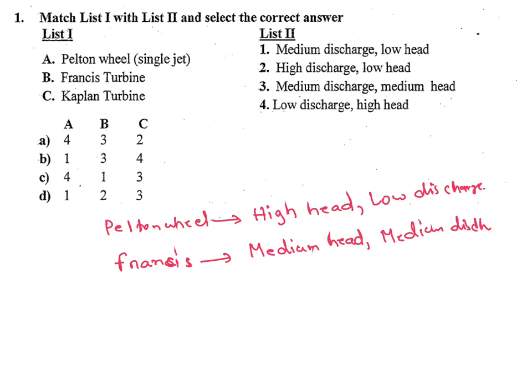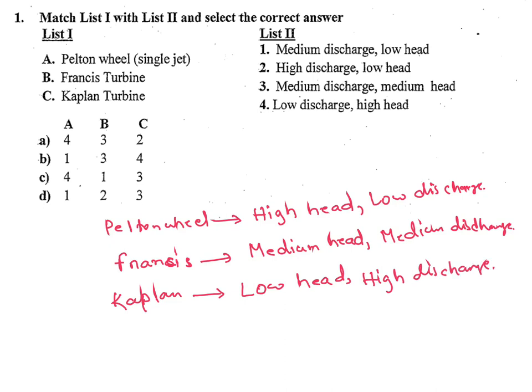And Kaplan turbine: low head and high discharge. So Pelton wheel with single jet: high head, low discharge. A, B, C. A, 4. Then Francis turbine, medium head and medium discharge. It's 3. Then Kaplan turbine, low head, high discharge. 2. So 4, 3, 2. So A is our answer.